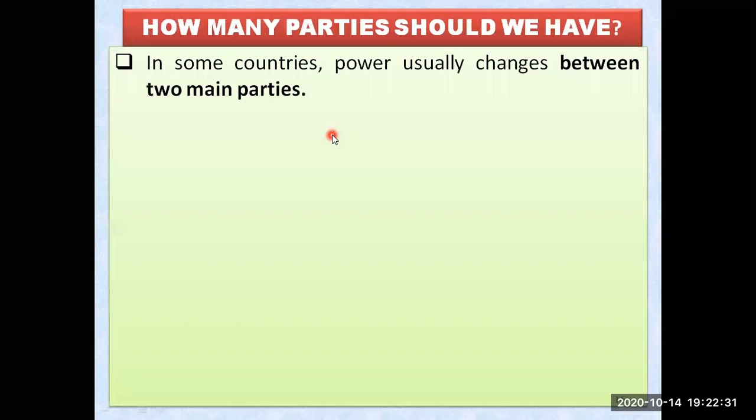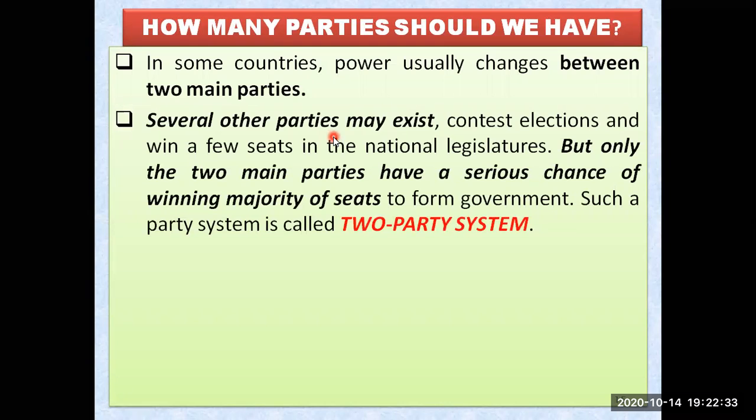So, welcome back, students. Once again, we are going to learn about a two party system. In some countries, usually the power changes between two main parties.